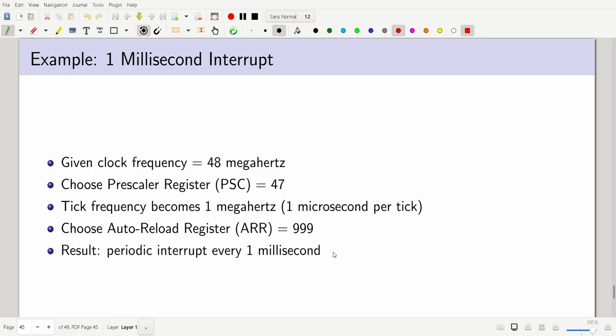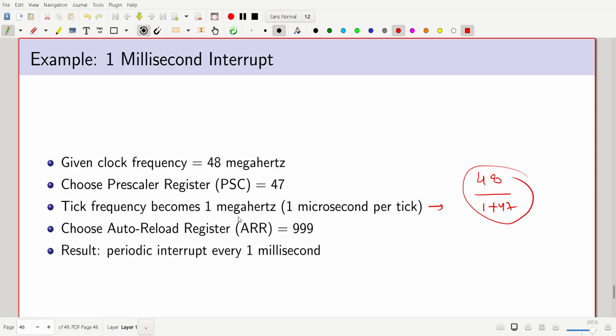Example: a 1 millisecond interrupt, given a clock frequency of 48 megahertz. Choose prescaler register 47, so the tick frequency becomes 1 megahertz, 1 microsecond per tick, since we divide 48 by (1 plus 47). And choose auto reload register 999. The result is a periodic interrupt every 1 millisecond.